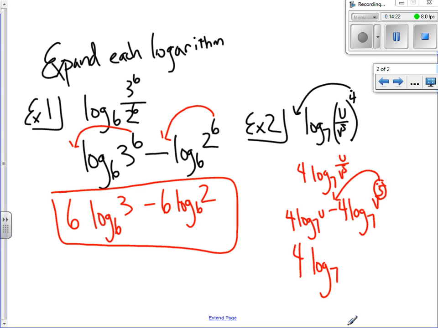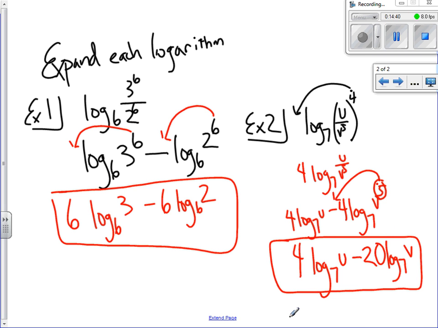4 log base 7 of u minus, when I bring that 5 down, it's going to multiply by the 4, which is going to give 20 log base 7 of v. And we are done. That's the final answer.